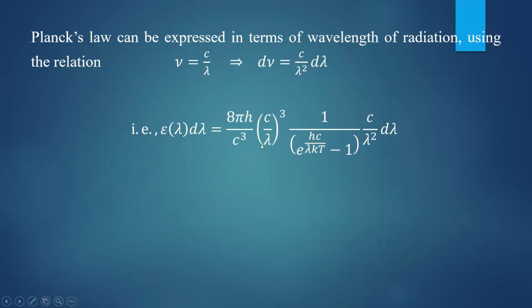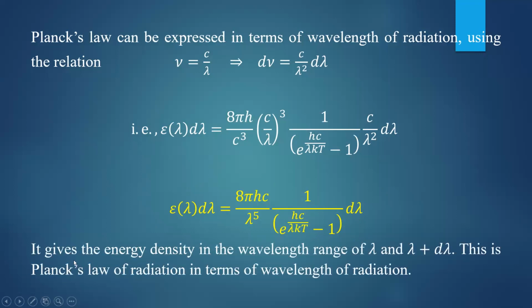And simplify it further, cancel the terms which are going to get cancelled. Here c cube gets cancelled. You are left with 8 pi h into c. This c is taken here. Here lambda cube into lambda square, you will get lambda to the power 5, into 1 divided by e to the power hc by lambda kT minus 1 into d lambda. So this is basically called Planck's law in terms of wavelength.